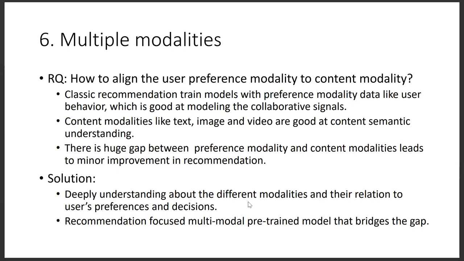So a lot of people have done a lot of work, but for myself, I think it doesn't work. The improvement is maybe very small. So how to handle it? I think we need to deeply understand the different modalities and their relationship to the user's preference, the user's decision. And we also need to train a recommendation-focused pre-training model, which has the chance to bridge the gap. And in the tutorial today, we will introduce several methods about this area.